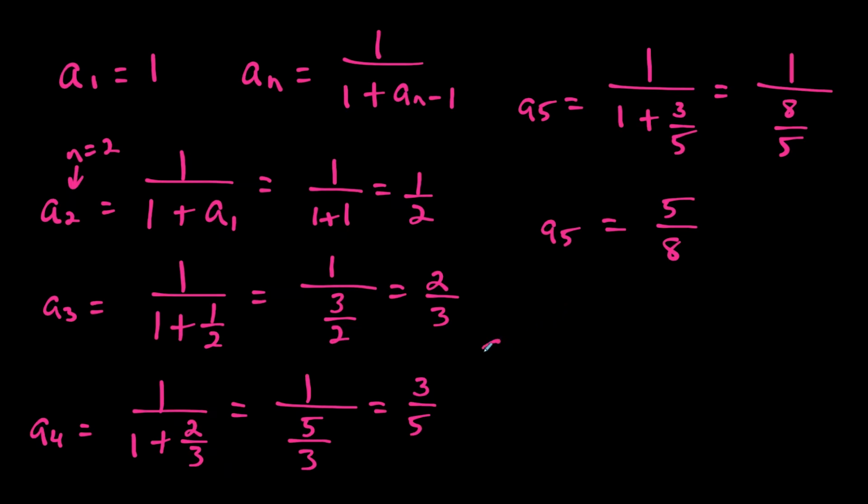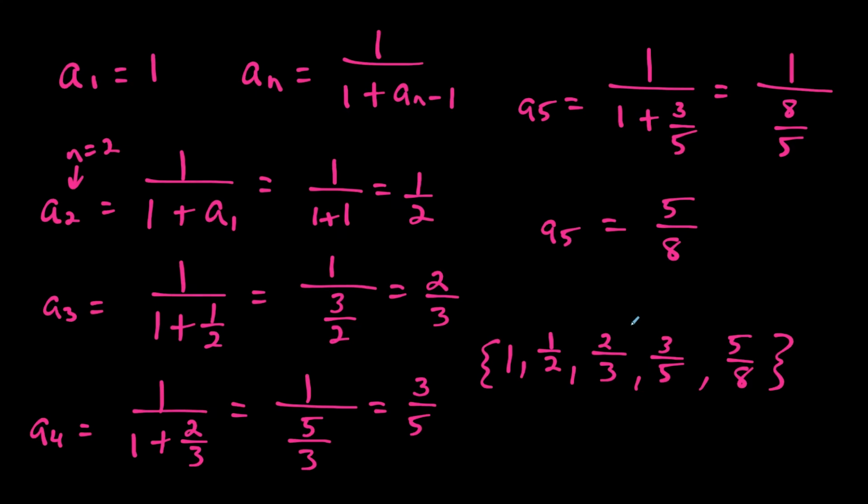Now, if I write these numbers out, my first term was 1, second term was a half, then we had 2/3, then we had 3/5, and then the 5th term, we had 5/8. If you don't recognize these numbers, these are actually very special numbers. These are the Fibonacci numbers, which will be a perfect segue to the next example because we'll explore the Fibonacci sequence in greater detail.